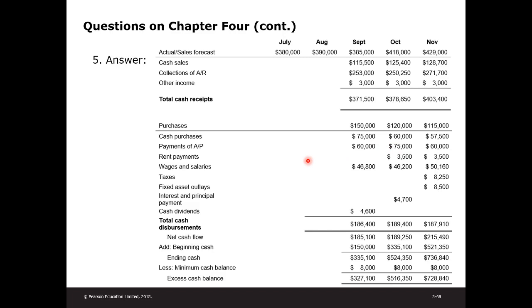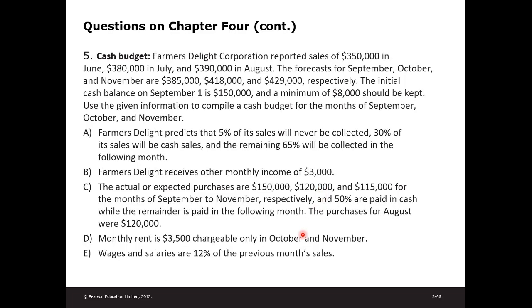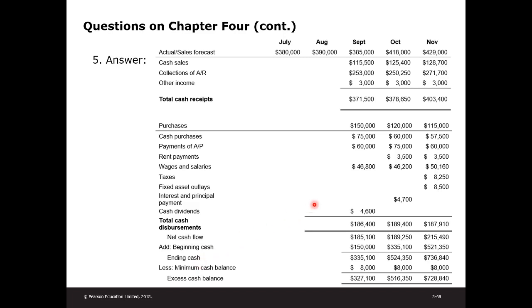Next, we have rent payments, which is a fixed amount, which will be paid only in October and November, as follows. Next, we have wages and salary, which is a percent of the previous month sales, 12% of the previous month sales. So for September, we will multiply 12% by $390,000, which is the sales of August, in order to come up with $46,800. And for October, we will multiply the 12% by the $385,000 sales of September, in order to come up with $46,200 for October, and so on for November.